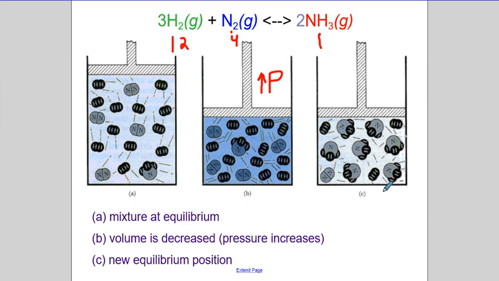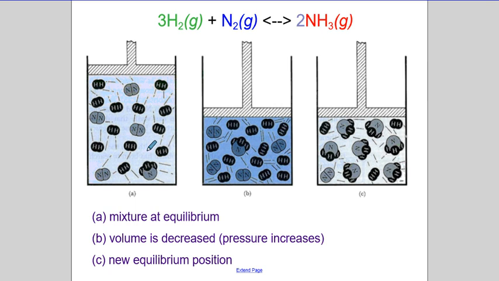At the new equilibrium, we only have 3 of these things left. We only have 1 of these left, and we now have 1, 2, 3, 4, 5, 6, 7 of these. So when the pressure went up here, this thing shifted this direction. We ended up making a whole lot more of this, which we can see here, and less of this.